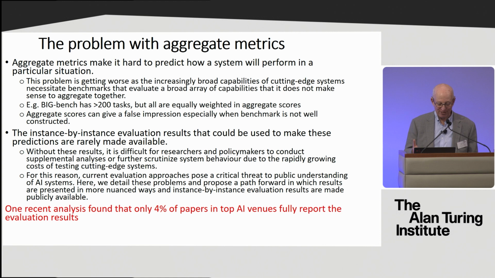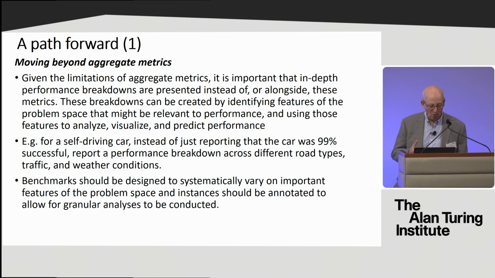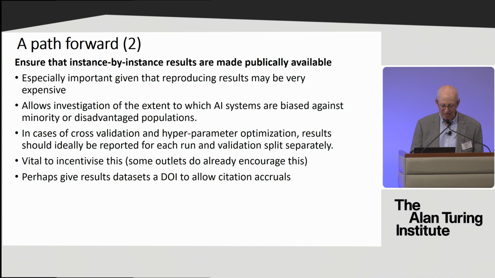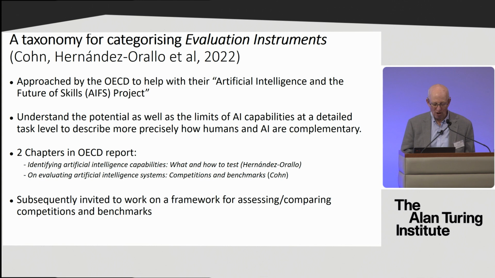The path forward is to report the full results, but also to do it by different categories of data, and to ensure the instance by instance results are made publicly available. There's some discussion in the paper about how to incentivize this, which again I don't have time to talk about now. I'll just very briefly mention this work on categorizing evaluation instruments.